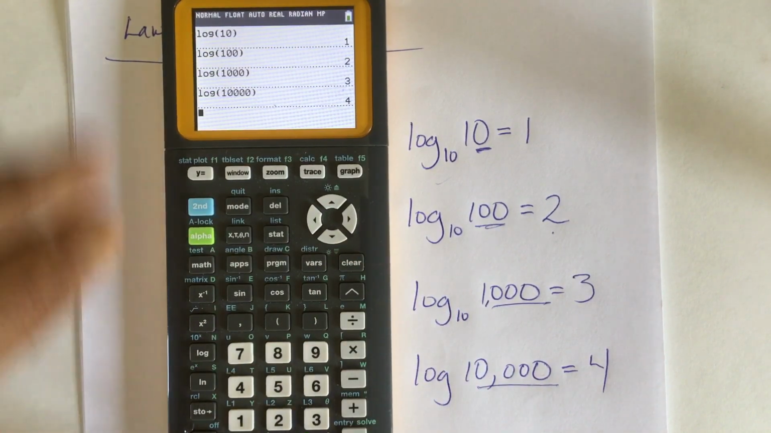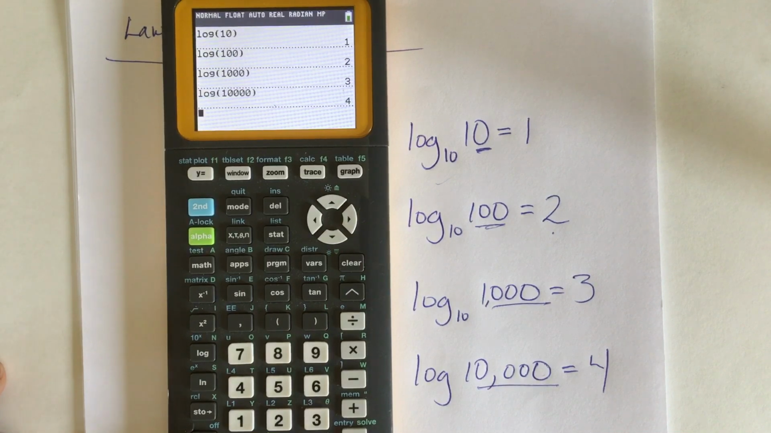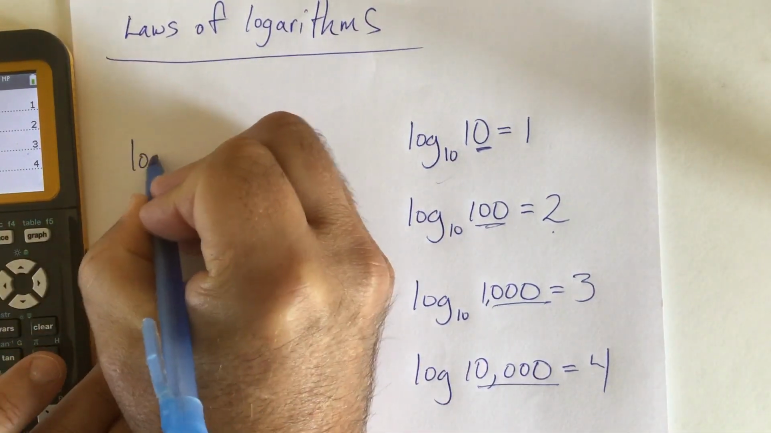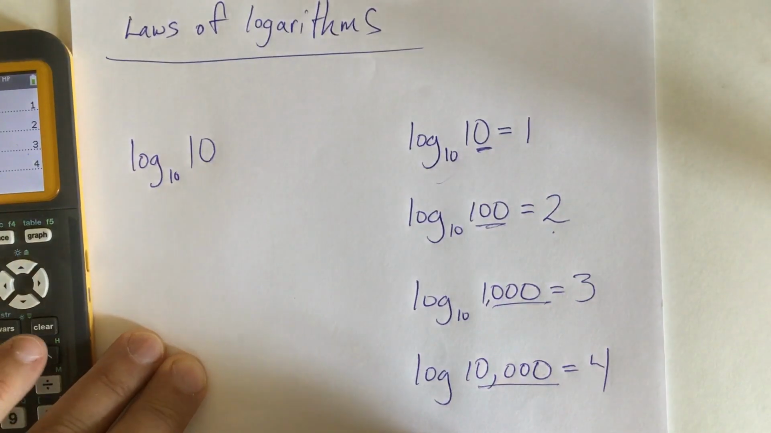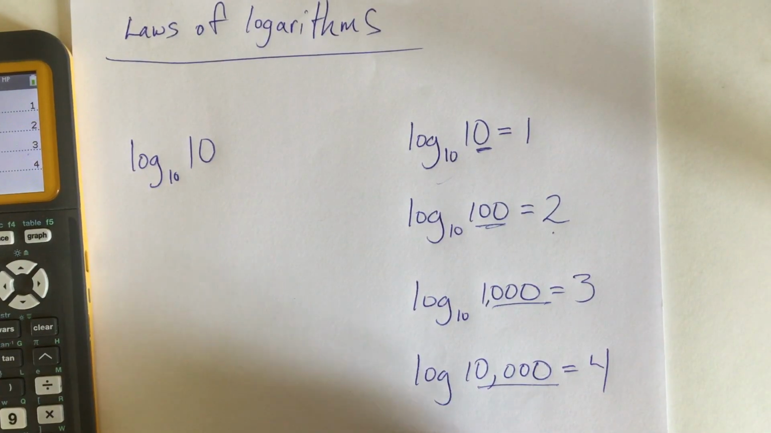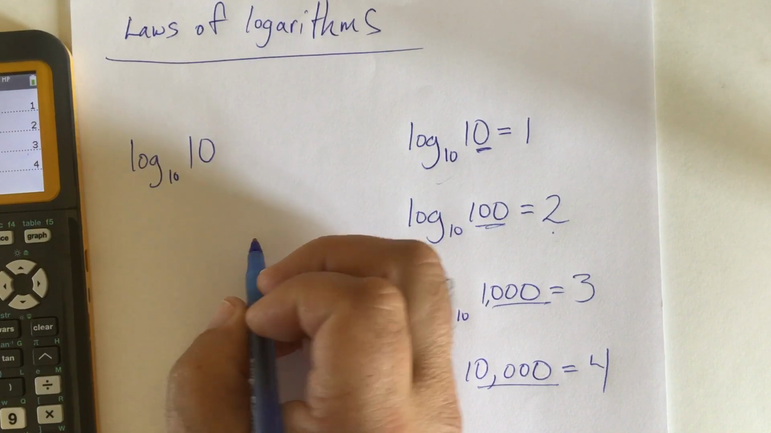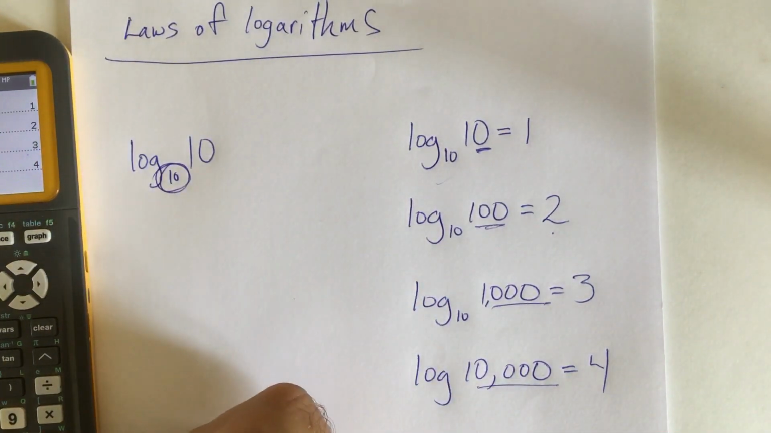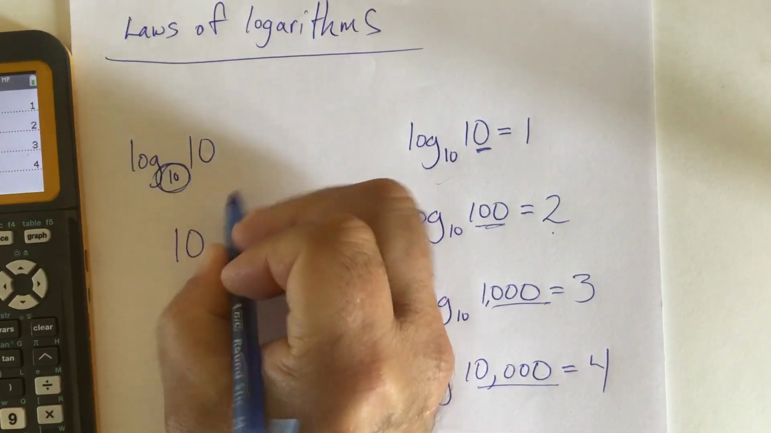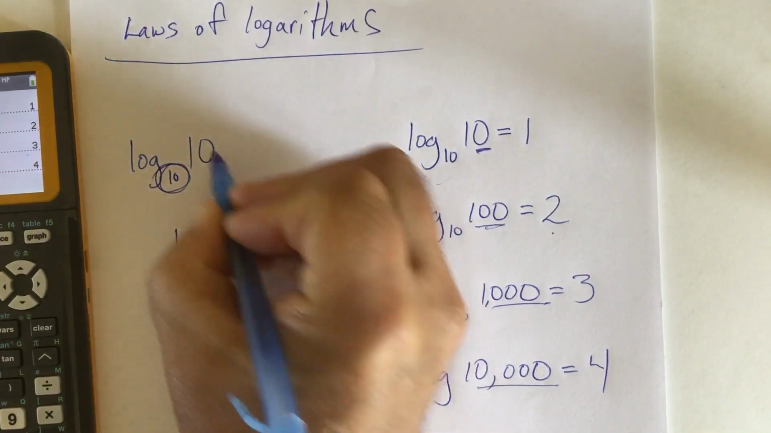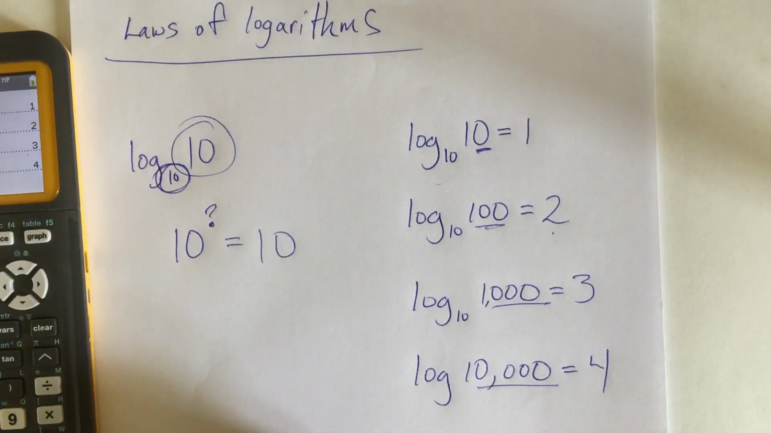Here's why we started this chapter with exponential information. Here's what a log is actually doing. When somebody says log base 10 of 10, what your calculator's doing is an exponential thinking process in reverse. The base is 10, so it's saying: 10 to what power will give me 10? Well, the answer is 1.